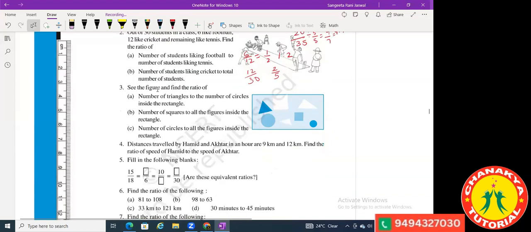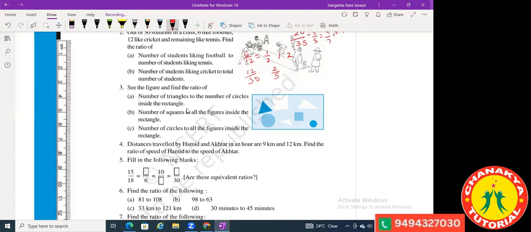Okay, now the next one. See the figure and find the ratio of the number of triangles to the number of circles inside the rectangle. Now, Adrit will tell me this one. Question number 3, A part. Yes, Adrit? See the figure. The geometrical shapes are there. In this rectangle, how many triangles you have and how many circles you have. So you will find the ratio of that.